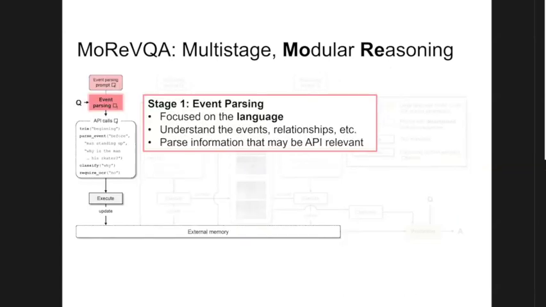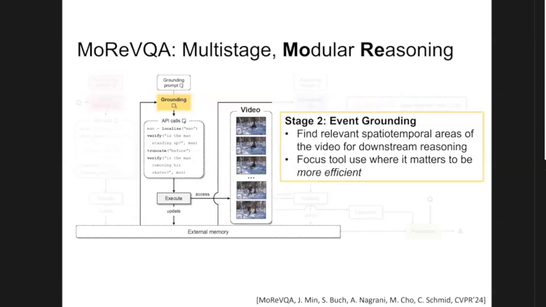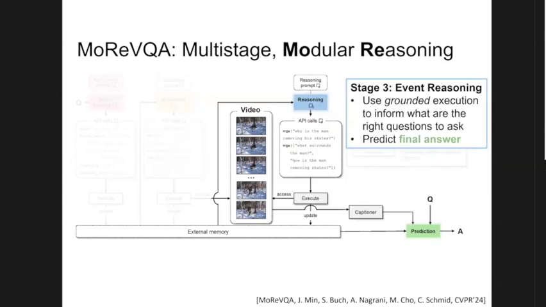If you zoom into the different stages, event parsing focuses on the language. It instantiates the events and relations, and then parses what is actually relevant to the API. For example, if it's at the end of the video, we know that we have to look at the last part of the video. If it looks for a cat, we have to localize the cat. So it's really parsing these different language elements. Then in the grounding stage, we actually execute, for example, finding the relevant spatio-temporal areas or focusing the tool use to see where there is most information present.